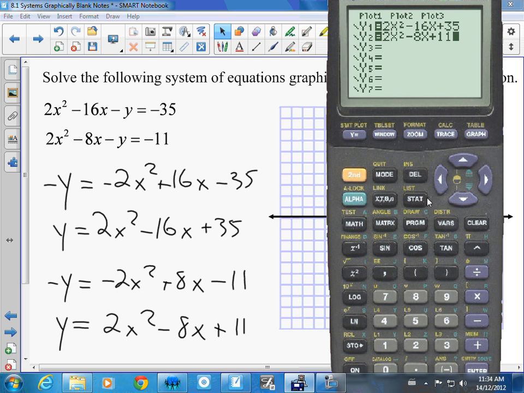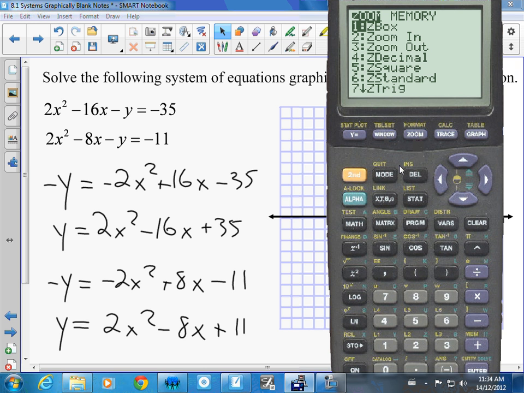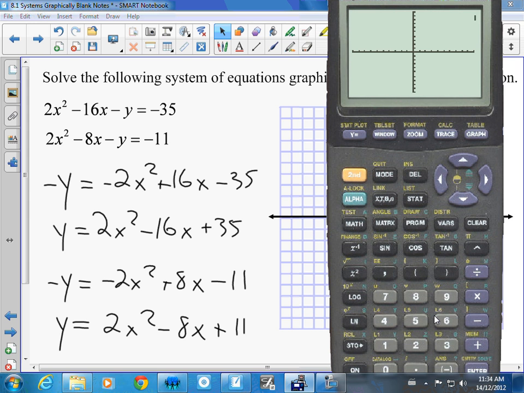Well, hang on a sec. Did you forget a square? Did you forget a variable? Okay, let's find out. So let's set the window. What should we set our window to? I'm unsure. What should I always set it to? Standard. 10. Okay, so here it is. There's one.